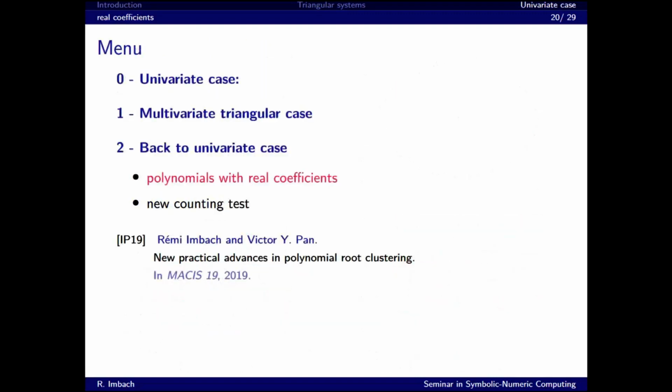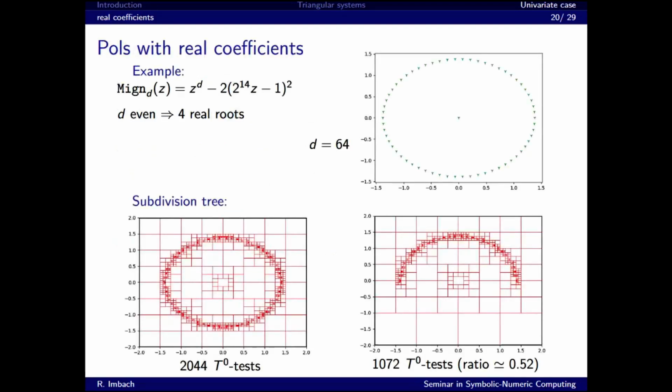So the first improvement in the univariate case is for polynomials with real coefficients, and it's a very practical improvement. This kind of polynomial has roots that are either real or come in complex conjugate pairs. So we propose to leverage this geometric property for subdivision algorithms. The idea is to consider the part of the complex plane that is above the real line. So in the subdivision tree, we only consider boxes that are above the real line or contain the real line.